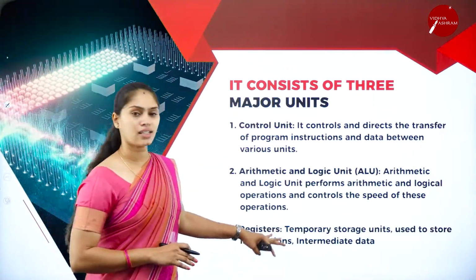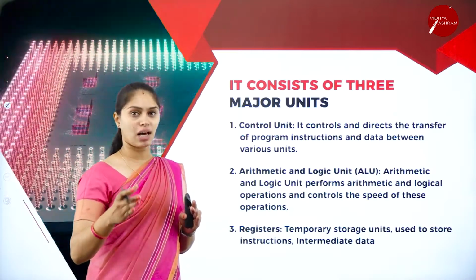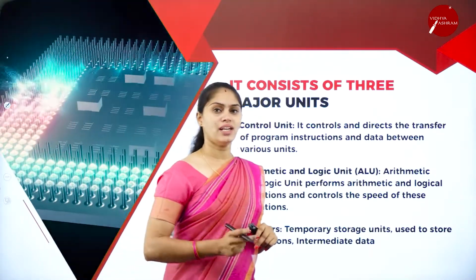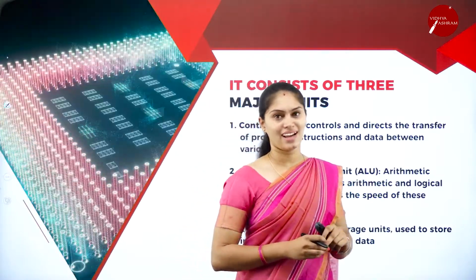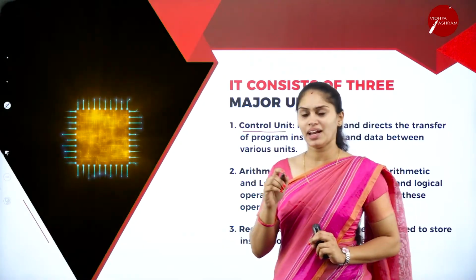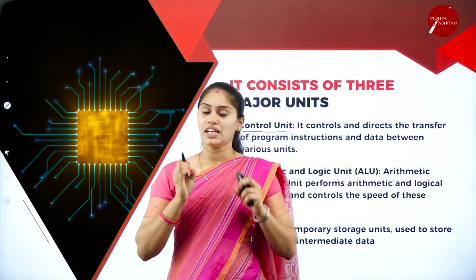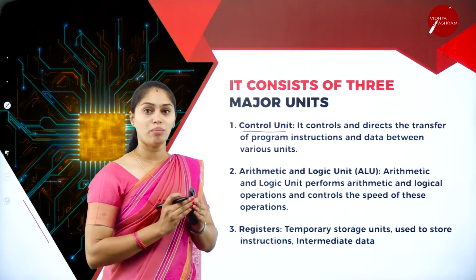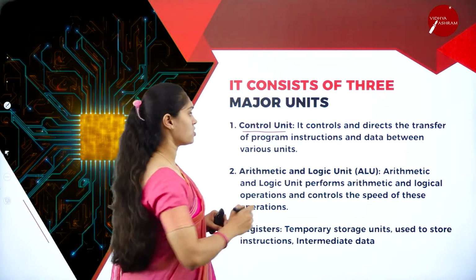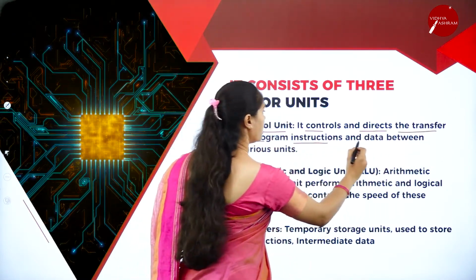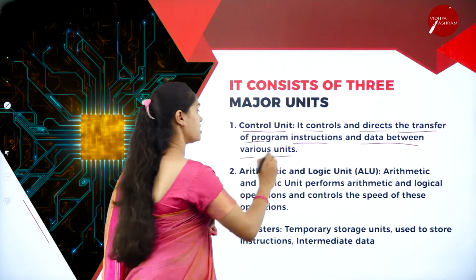So again the CPU consists of 3 subunits or 3 major units, that is the control unit, the arithmetic and logic unit, then the registers. When it comes to the control unit, as the name indicates, control in the sense of what? It is going to control and coordinate the working of all the components of a computer system. That is, it controls and directs the transfer of program instructions and data between the various units.